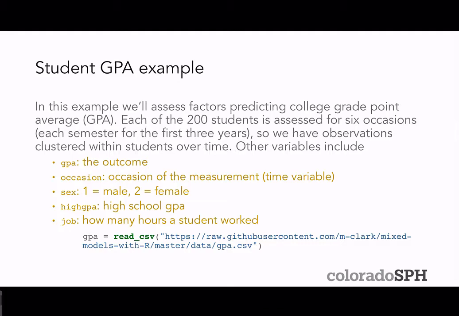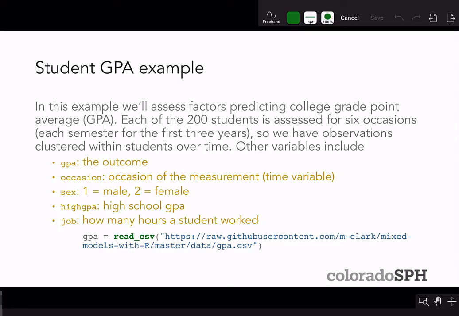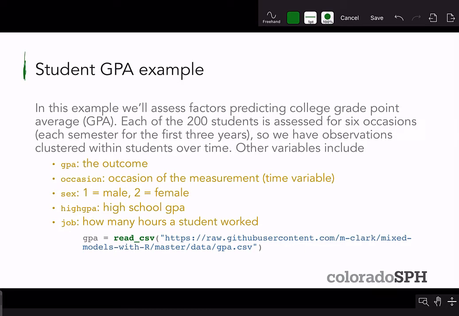Now finally, I'm going to look at another example. In this example, which I'm calling the student GPA data set, we'll assess factors predicting college grade point average. And each of 200 students was assessed 6 times, so 6 different occasions each semester for the first 3 years. And so we have observations clustered within students over time, and we also have balanced data because everybody is measured at the same time points, and we don't have missing observations.